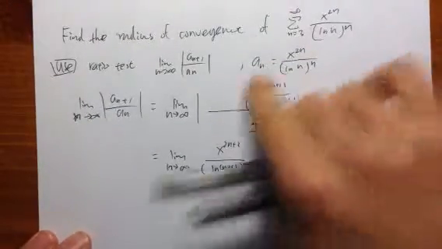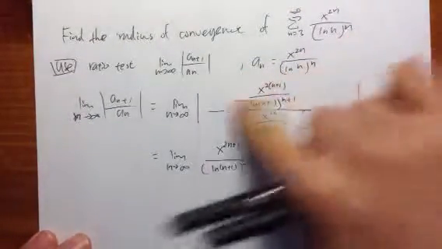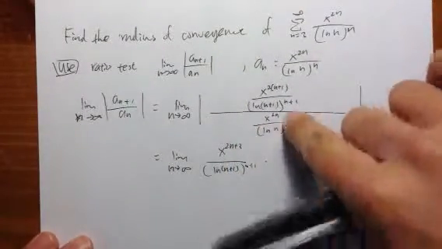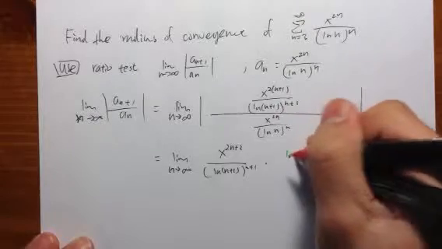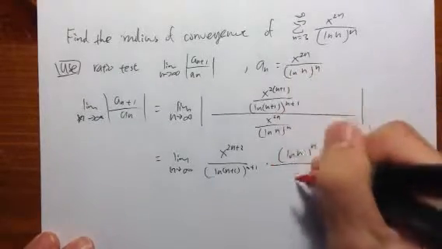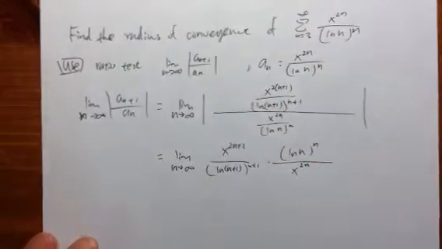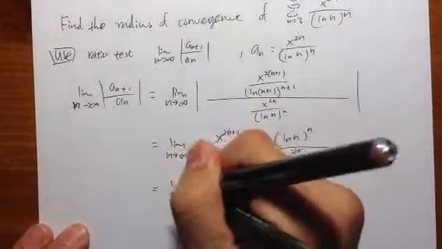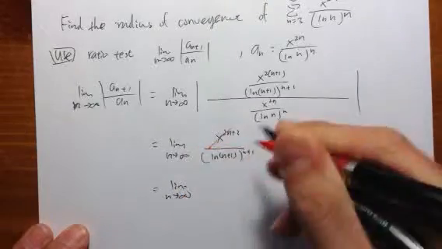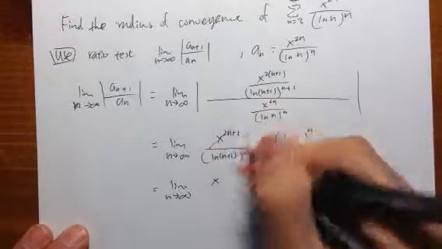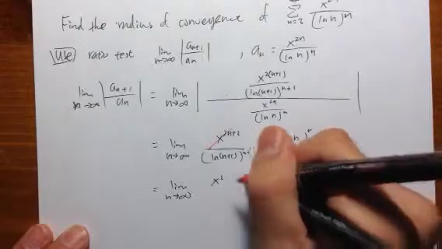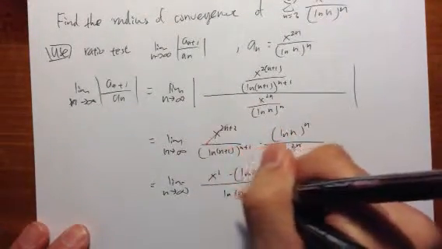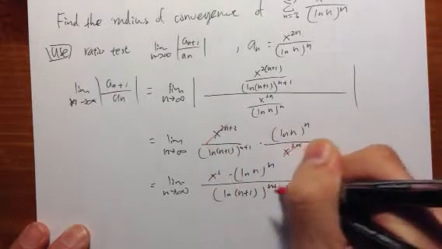Let's simplify this complex fraction. When you have the top divided by the bottom, you write the top and multiply by the flip of the bottom. So I take (ln n) raised to the n power over x to the 2n on the bottom. The x to the 2n cancel out, so I just have the limit as n goes to infinity of x squared times (ln n) raised to the nth power over (ln(n+1)) raised to the n plus 1 power.